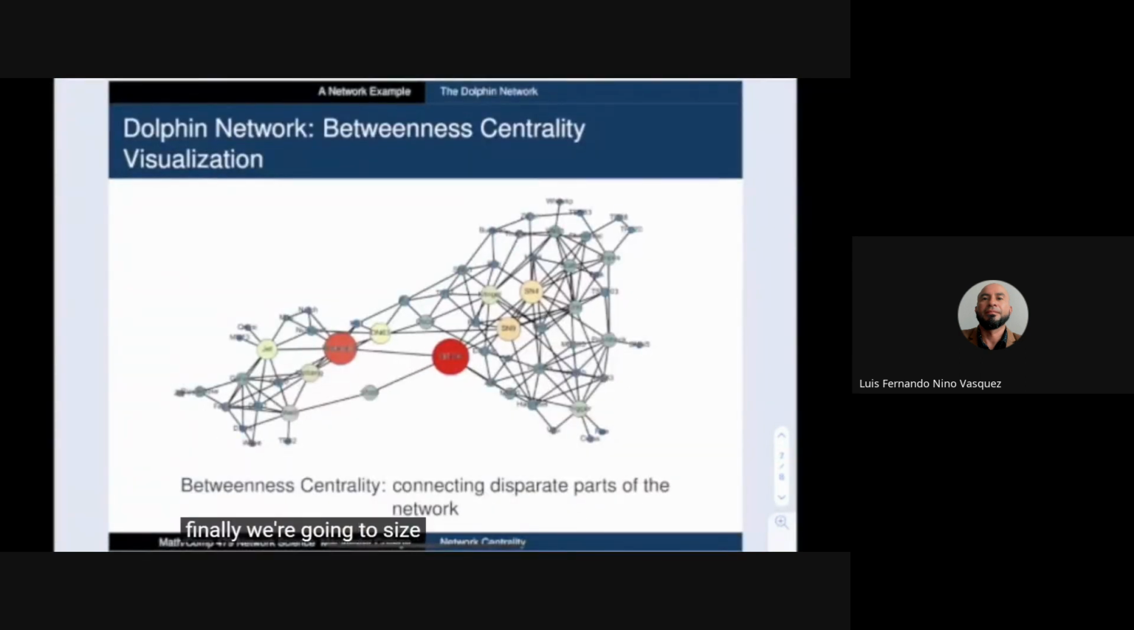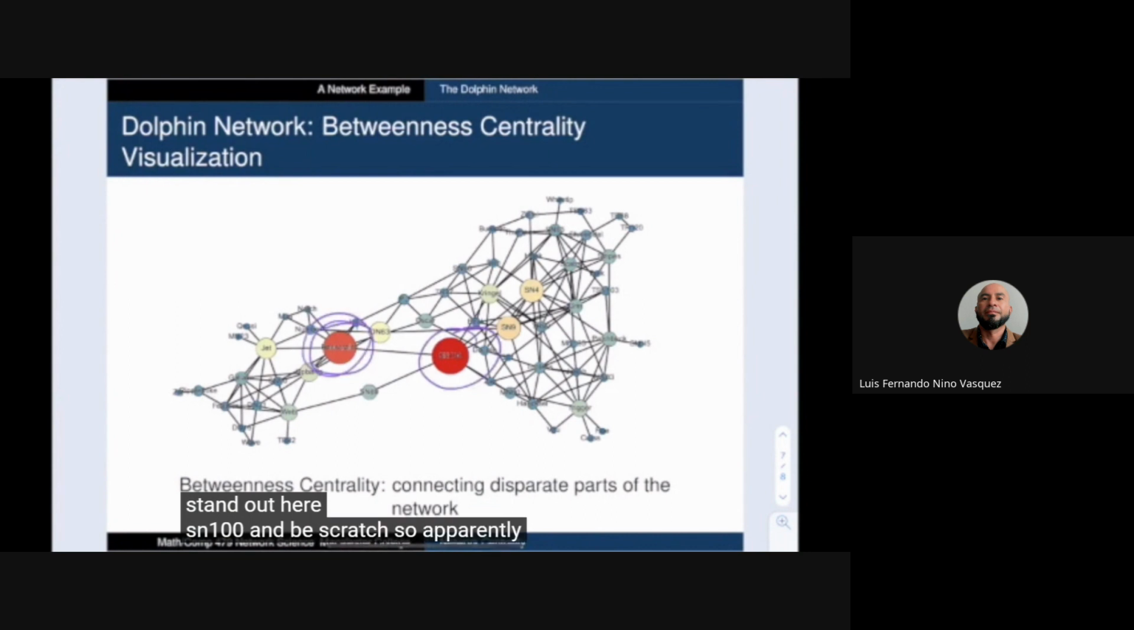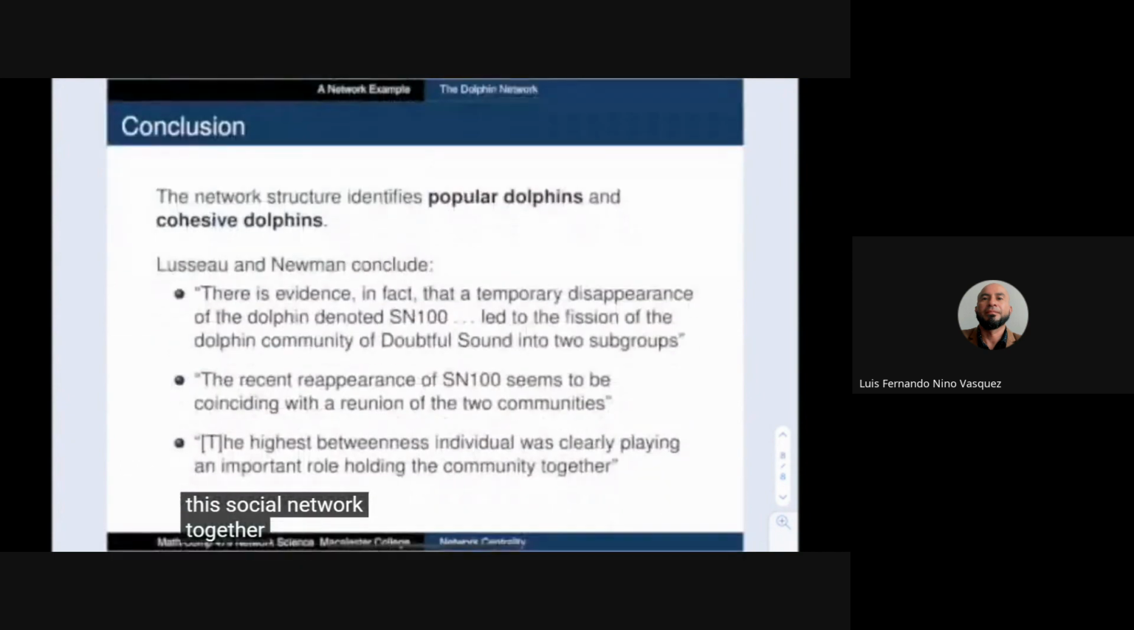Finally, we're going to size and color the vertices using betweenness centrality. And this visualization tells a profoundly different story. There's only two dolphins that really stand out here, SN100 and B Scratch. So apparently these are the dolphins who are holding this social network together.